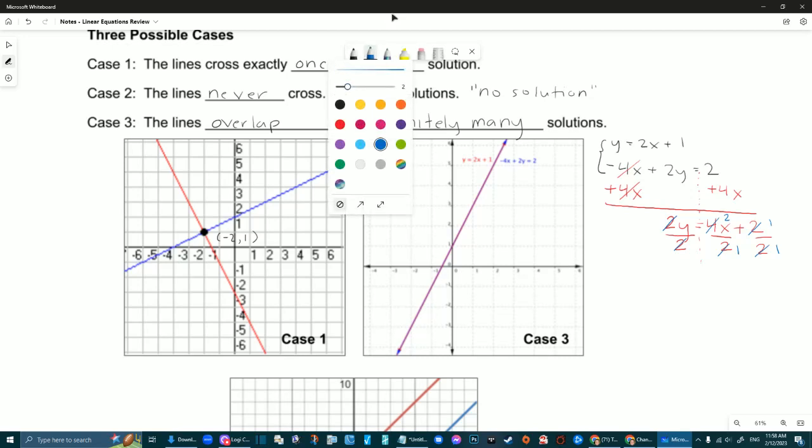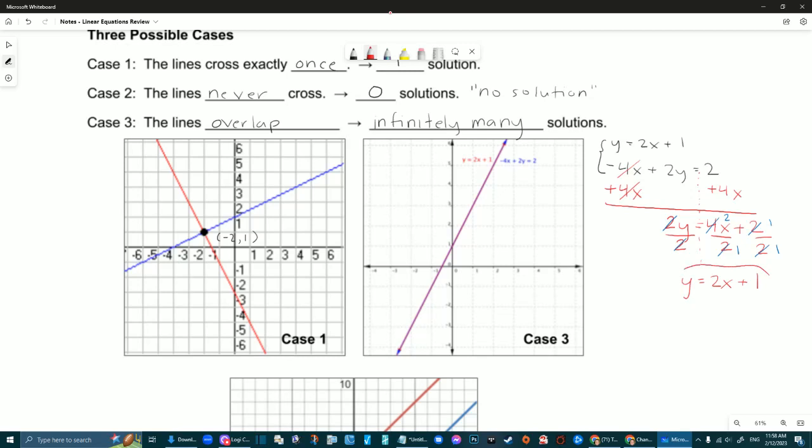So this has left me a much prettier equation. On the left, I've got just y. On the right, I've got 2x plus 1. This equation is this equation. The reason that they're the same line on the graph is because if I rewrite that standard form, it produces the same slope-intercept form. Same slope, same intercept, infinitely many solutions.